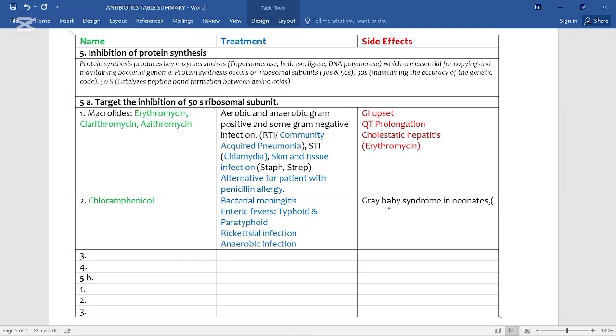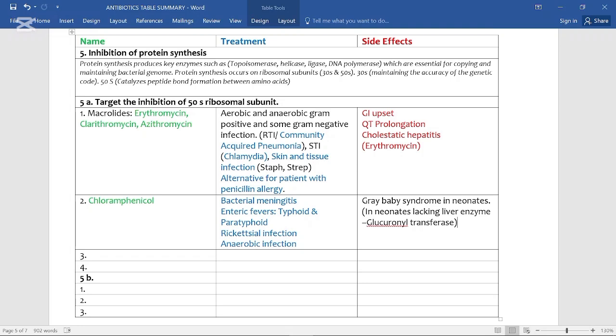Let me just put here for those guys. So you can write here: it causes gray baby syndrome in neonates lacking the liver enzyme called glucuronide transferase. Yeah, so this enzyme is always very crucial when it comes to metabolizing this drug.